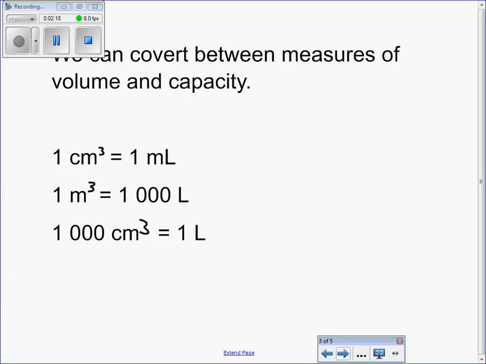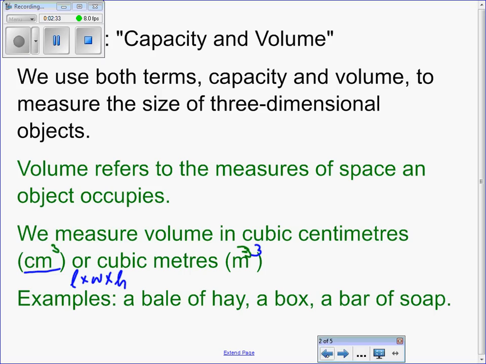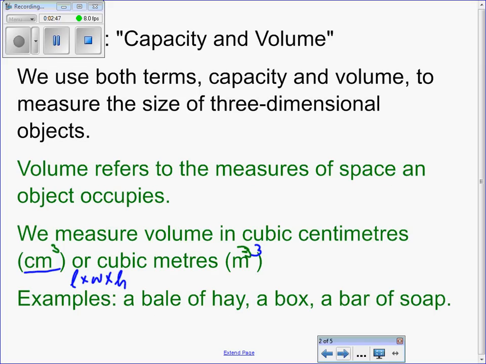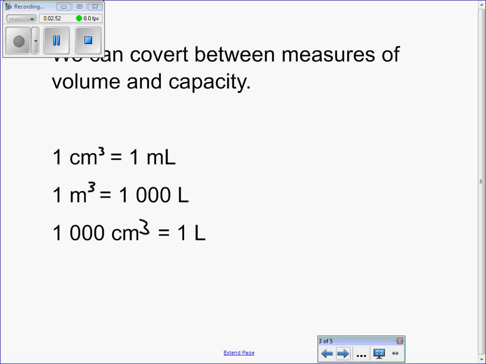Here's the part that you're going to need to write down, please. We can convert between measures of volume and capacity. So I may ask you how much water fills a swimming pool. We're going to talk about filling a swimming pool in milliliters, or probably liters, because if it's a larger swimming pool, milliliters will be too large a number. We want to convert to liters. But we can convert between liters and cubic centimeters or cubic meters. And the way we do that are these simple formulas.